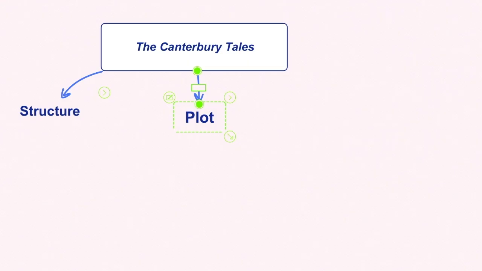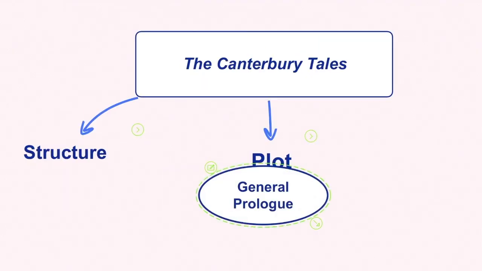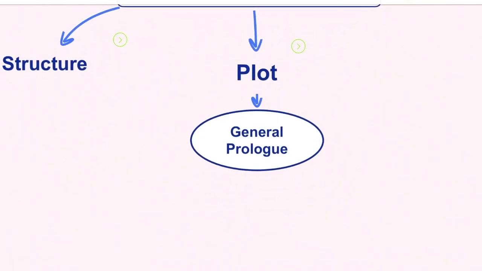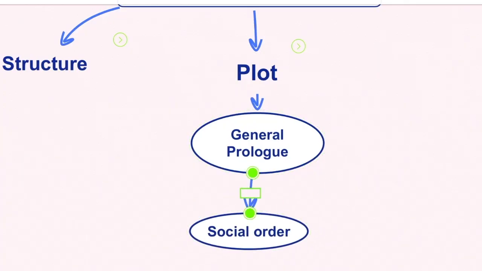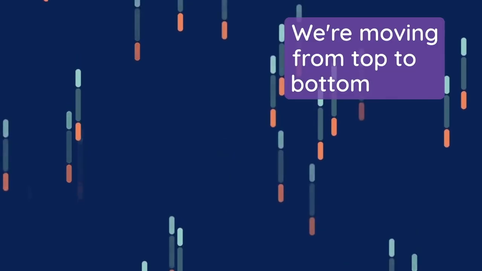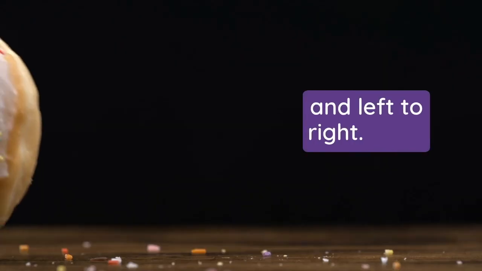Now on your mind map, let's draw your second branch on the right. Label it plot. Just under it, add General Prologue, because that's where we learn about all this. Under General Prologue, add social order, and just under that, add 2 keywords: 3 estates and social standing. Remember our logic. We're moving from top to bottom and left to right.